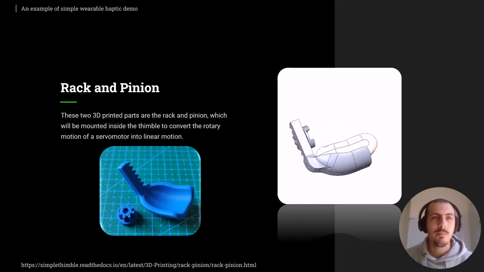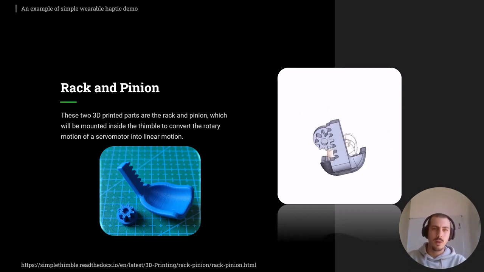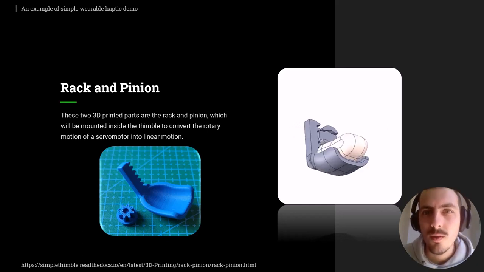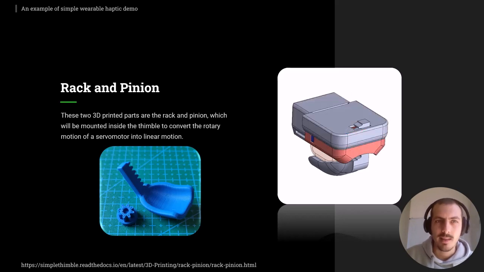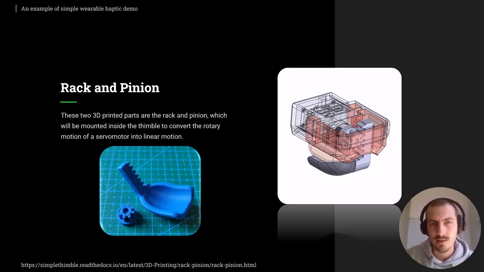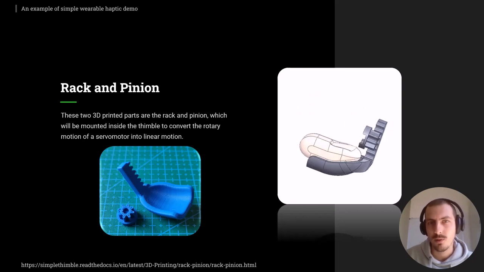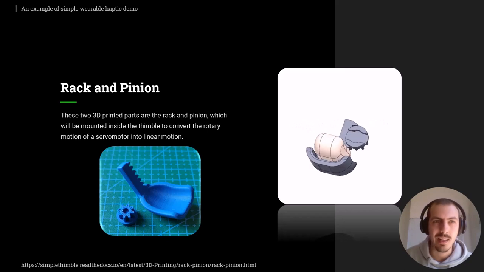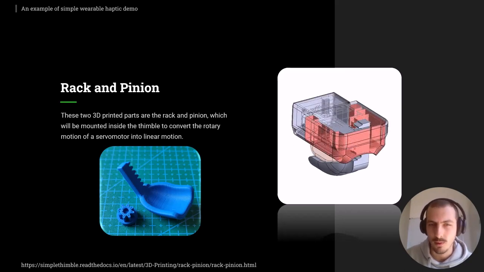These are the rack and pinion. These 3D printed parts are the rack and pinion, which will be mounted inside the thimble to convert the rotary motion of a servo motor into linear motion. The rack is a toothed bar that meshes with the pinion, a gear with a small number of teeth. When the pinion rotates, it drives the rack in a linear motion, resulting in a precise and controlled movement of the thimble.